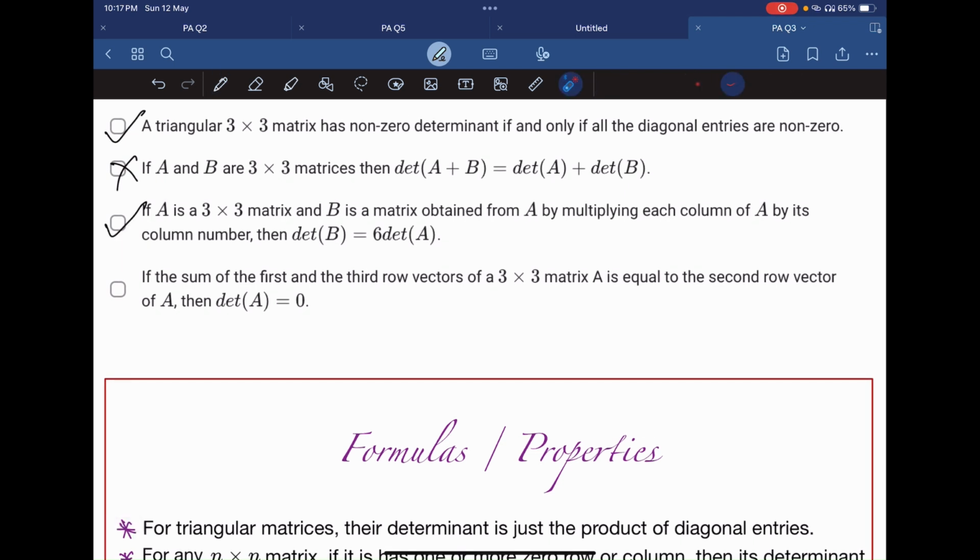Now let's check option 4. If the sum of the first and third row vector of a 3 cross 3 matrix A is equal to the second row vector of A, then determinant of A is 0. So let's take option 4.